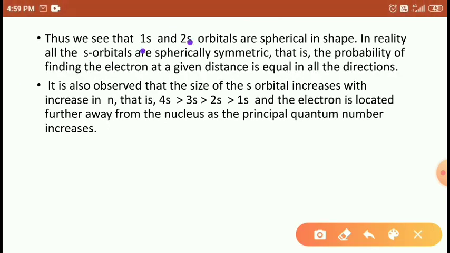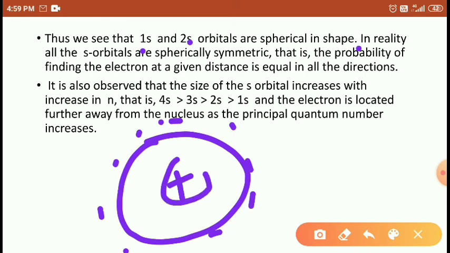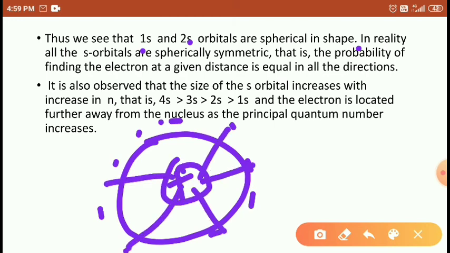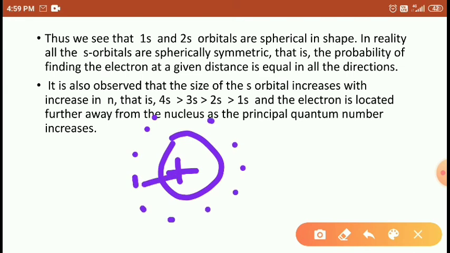So the 1s and 2s orbitals are spherical in shape. Based on the distribution of the electrons, Max Born concluded that it is a spherical, symmetric shape, because the boundary surface contributes equal attraction. Equal attractions are contributed based on the boundary surface. Max Born concluded that based on the boundary surface, electrons contribute the same attraction to each and every nucleus, each and every electron. So that's why he concluded that the 1s and 2s orbitals have a spherical and symmetric shape. Right, students?